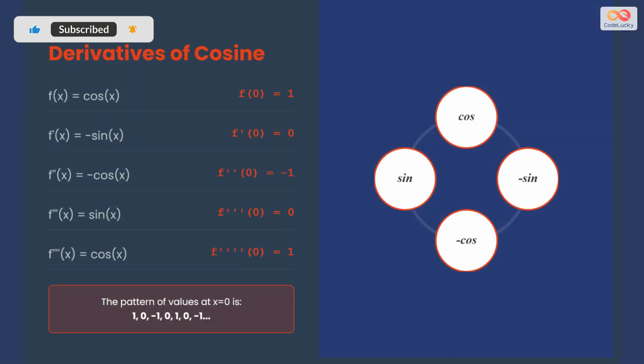Now for cosine. The derivative cycle is similar but starts at 1. The values at 0 follow the pattern: 1, 0, negative 1, 0. This means the terms that survived for sine will die for cosine, and vice versa.